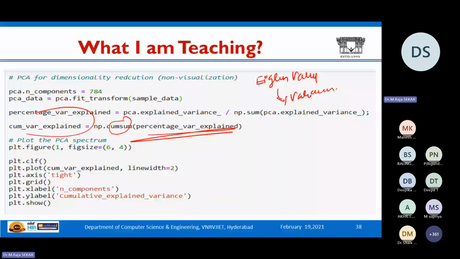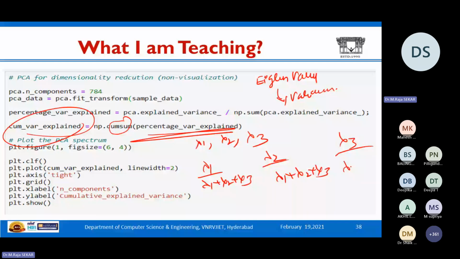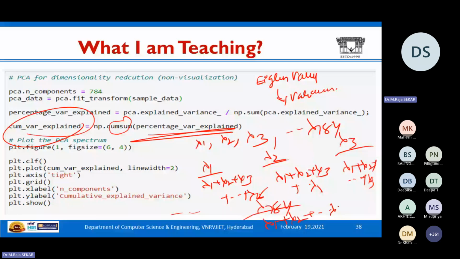Cumulative variance is calculated like this. Let me say I have three eigenvalues, lambda 1, lambda 2, lambda 3. How can I calculate cumulative variance? Lambda 1 by lambda 1 plus lambda 2 plus lambda 3, lambda 2 by lambda 1 plus lambda 2 plus lambda 3, lambda 3 by lambda 1 plus lambda 2 plus lambda 3. For example, if there are 784, then the last one is lambda 784 by lambda 1 plus lambda 2 plus so on up to lambda 784. This is cumulative variance. That's the basic concept.